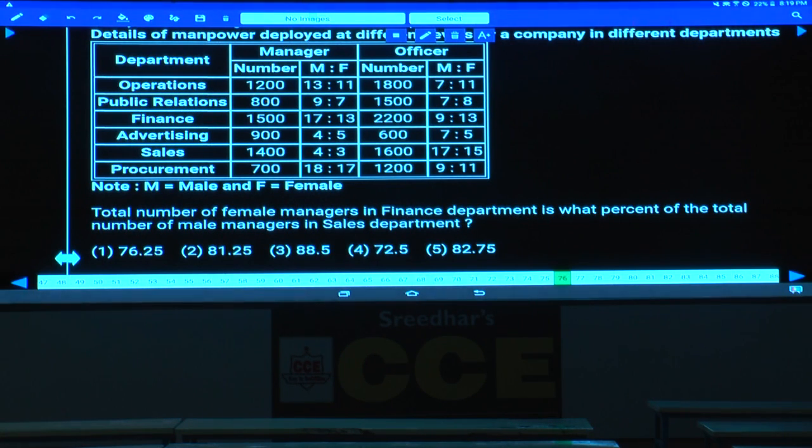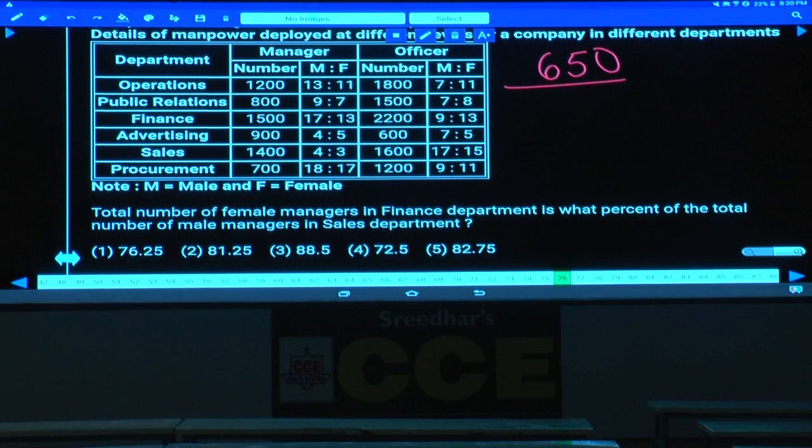Total number of female managers in finance department is what percent of the total number of male managers in sales department? Female managers in finance. Total how many parts do you have? Managers: if 30 parts is equal to 1500, each part is equal to 50. Then female managers are 13 parts. 13 into 50, 650.